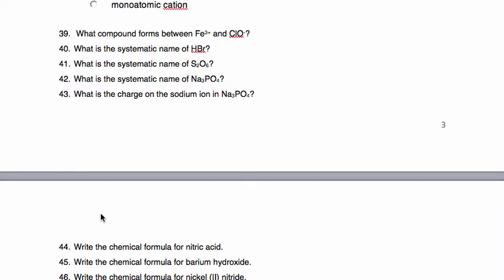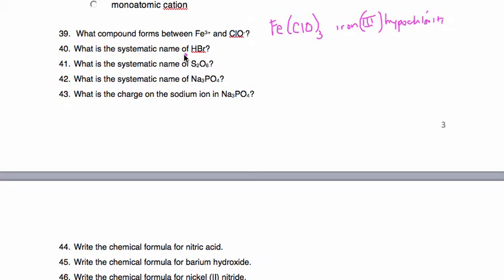Alright, what compound would form between iron 3+ and hypochlorite? Well, you have to become familiar with this crisscross method, by which we form a neutral compound. This is an ionic compound, a metal ion with a 3+ charge and a polyatomic ion with a -1 charge, and they would be in this combination to make a neutral compound. We would call this iron 3, meaning the charge on the metal, hypochlorite.